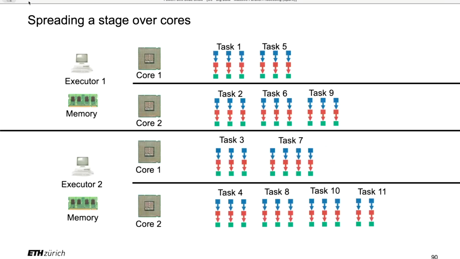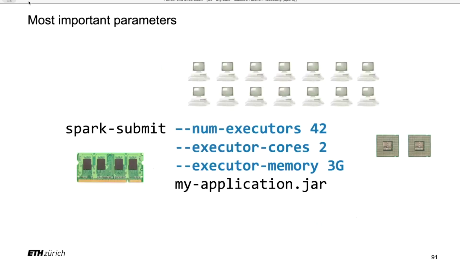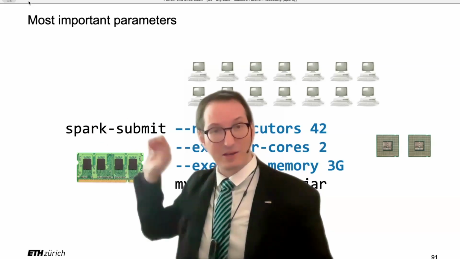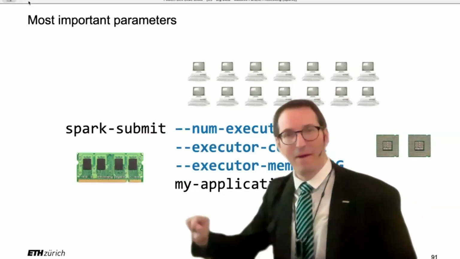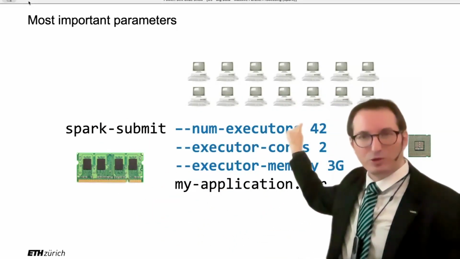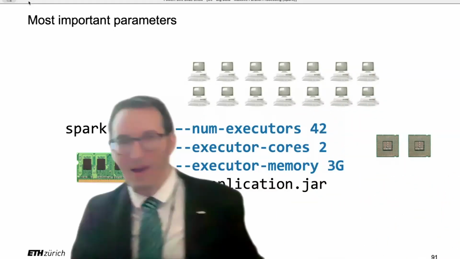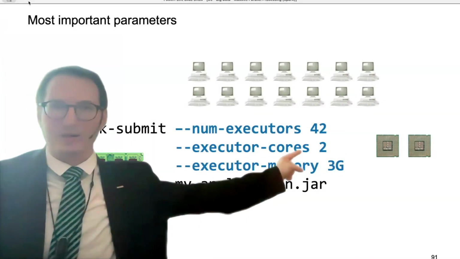Now, since we have this updated setup, it turns out that I can control as the user how many executors I want, how much memory I want in every executor, and how many cores I need in every executor by the magic of the command line interface. So when I have an application or a job I need to submit to Spark, there's the Spark submit command line, and I have these parameters: num executors 42, so it means I'm requesting 42 containers, 42 executors. I'm asking for 2 cores for each executor.